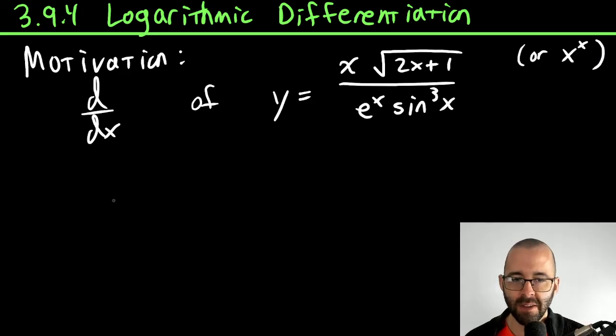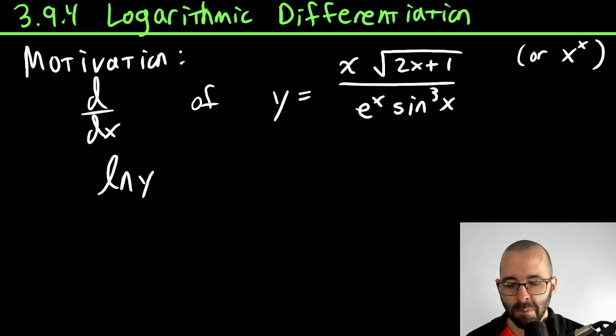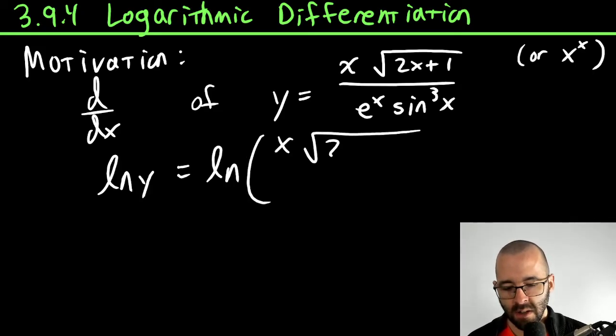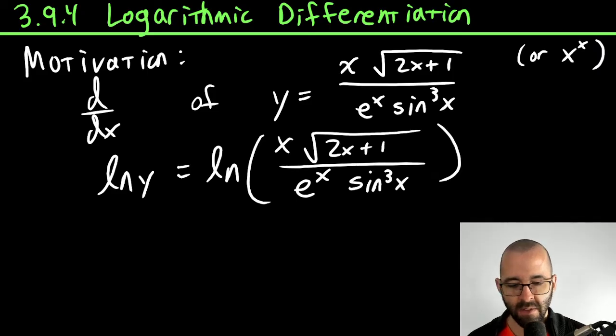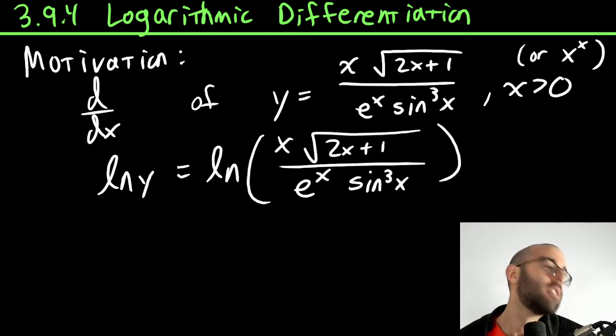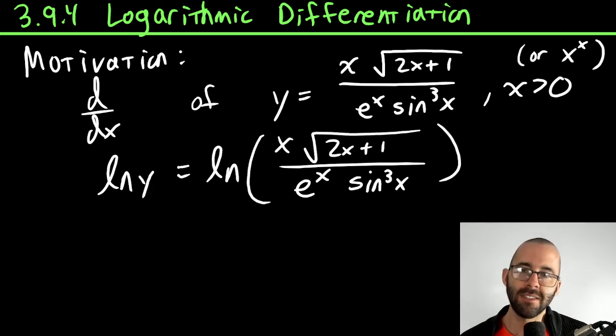Remember the one-to-one property for logarithms. Logarithms are one-to-one functions, which means that the above is exactly identical to this. These are the exact same things. Let's say that x is positive, because as long as this is defined, they're the same things. So as long as x is positive, they are the same thing. Now this bottom thing, you might say, Jason, you just made it worse.